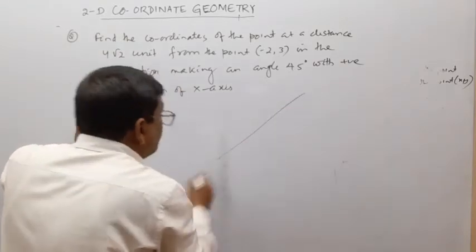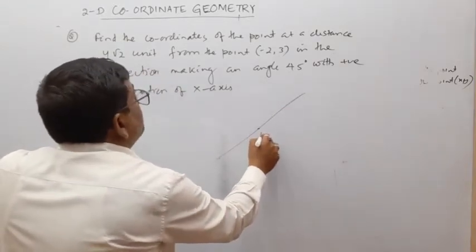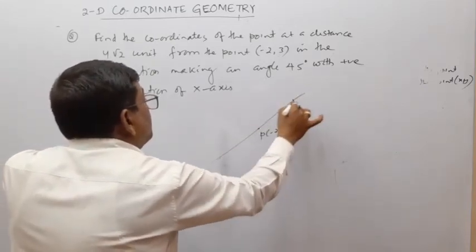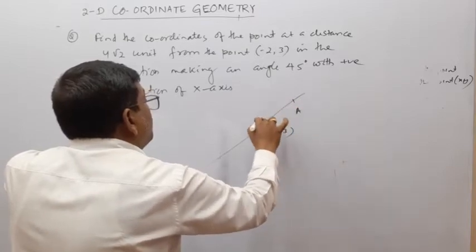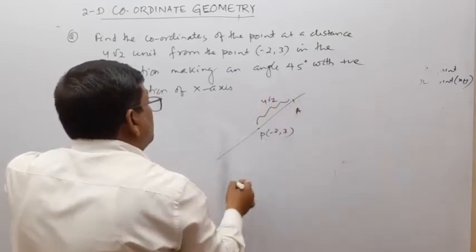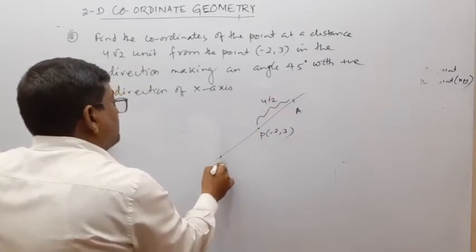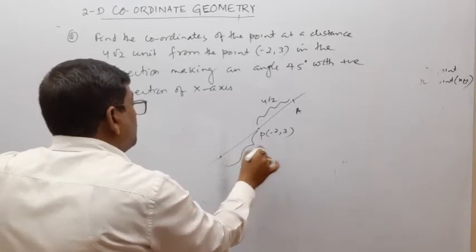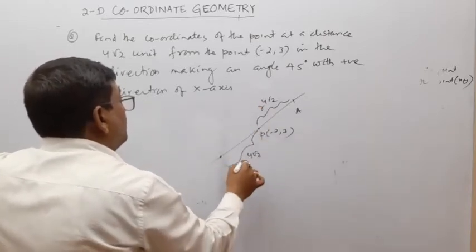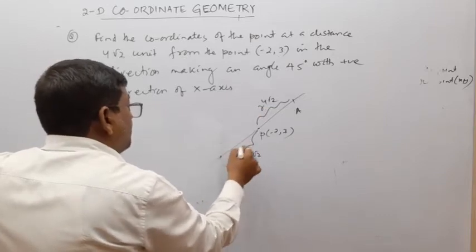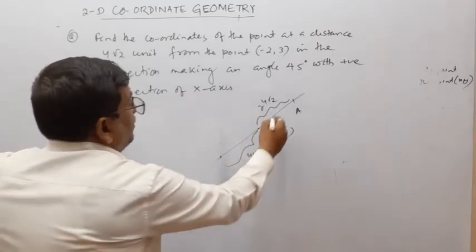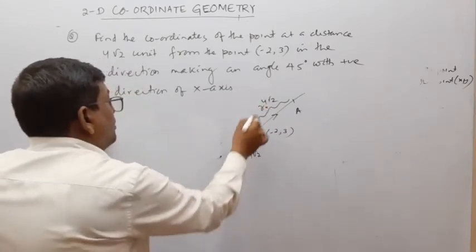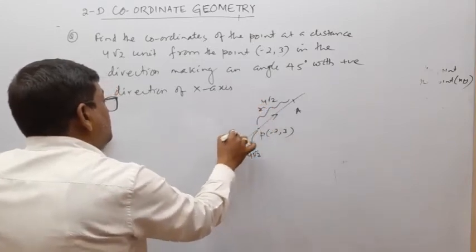Suppose this is the line and this point is P of -2, 3, and suppose the distance is 4√2, and the point may be like this. Here, if this is r, and in the upward direction, that is minus r. The distance is r in one direction and minus r in the other.